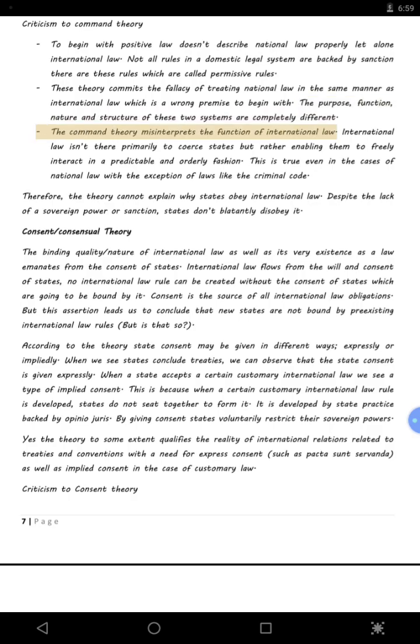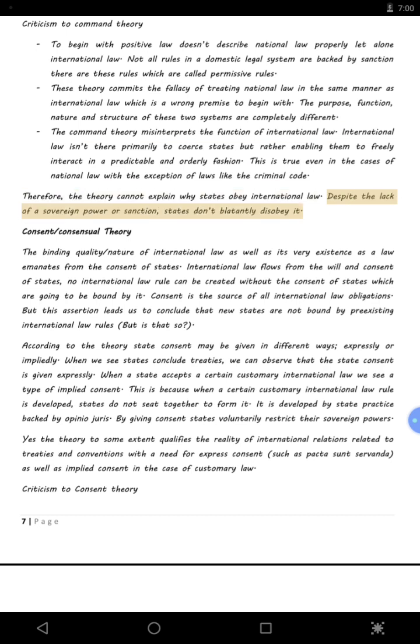The command theory misinterprets the function of international law. International law isn't there primarily to coerce states, but rather to enable them to freely interact in a predictable and orderly fashion. This is true even in the case of national law, with the exception of laws like the Criminal Code. Therefore, the theory cannot explain why states obey international law.